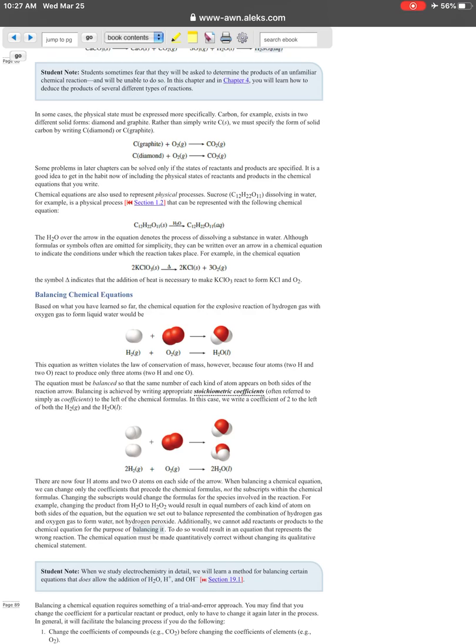Additionally, we cannot add reactants or products to the chemical equation for the purposes of balancing it. To do so would result in an equation that represents the wrong reaction. The chemical equation must be made quantitatively correct without changing its qualitative chemical statement.